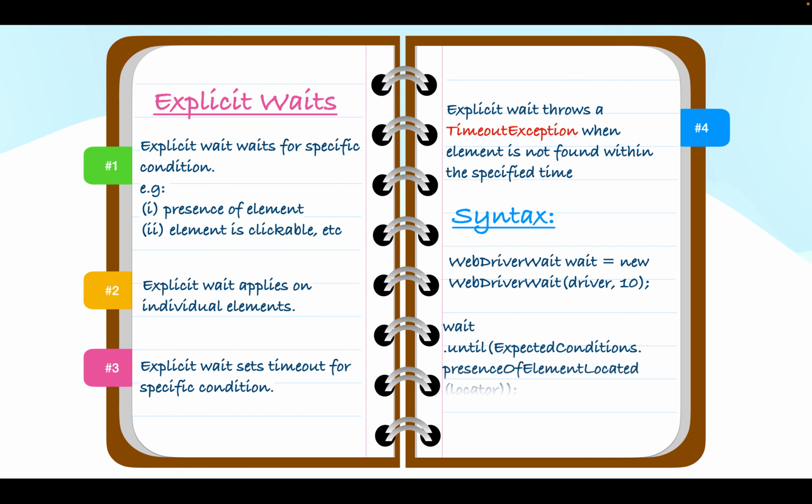First we create a WebDriverWait instance and pass two parameters, the driver and the time. This 10 is the maximum threshold timeout. Then we use wait dot until, and in this we provide our expected condition, like the one I have shown as an example, presence of element located and the locator. And there are more expected conditions. While demoing the script, I will demonstrate those too.